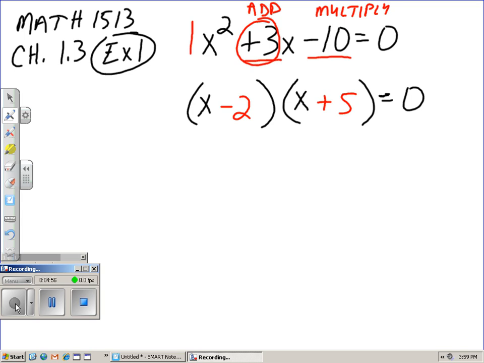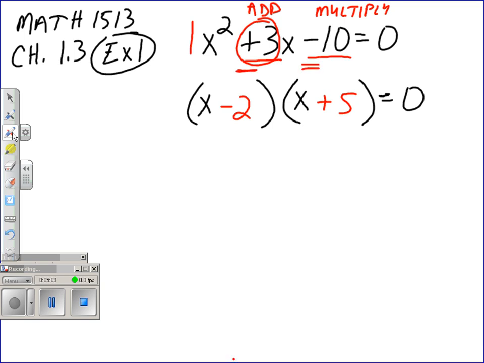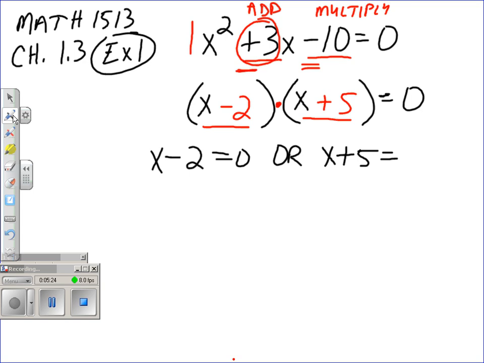talked about earlier. Remember where the multiplication is happening, we took an addition and subtraction problem and turned it into a multiplication problem. So that means that what's in front of that multiplication dot equals 0. So x minus 2 equals 0. Or what's behind that multiplication dot equals 0. So or x plus 5 equals 0. That's the principle.